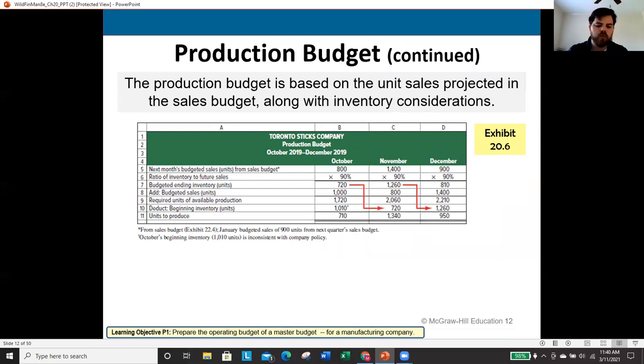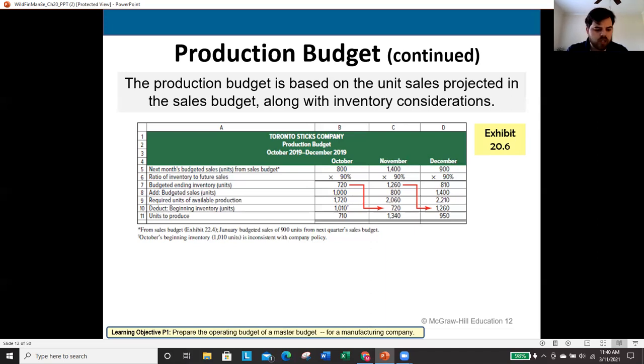So we'll just look at October and November, and of course, December will be done the same way. So for the month of October, we go back to my sales budget, and I see that I had estimated 800 sales for the month of November. So that is that next month's budgeted sales. Okay. So I am told that I need 90% of my future sales in inventory at the end of each month. So I take 800 times 90%, and that is the 720. That is my budgeted ending inventory.